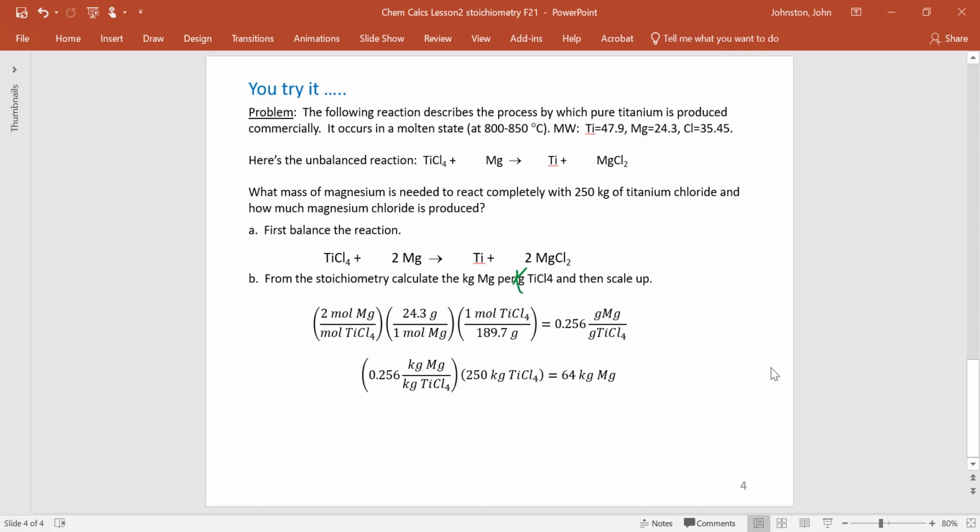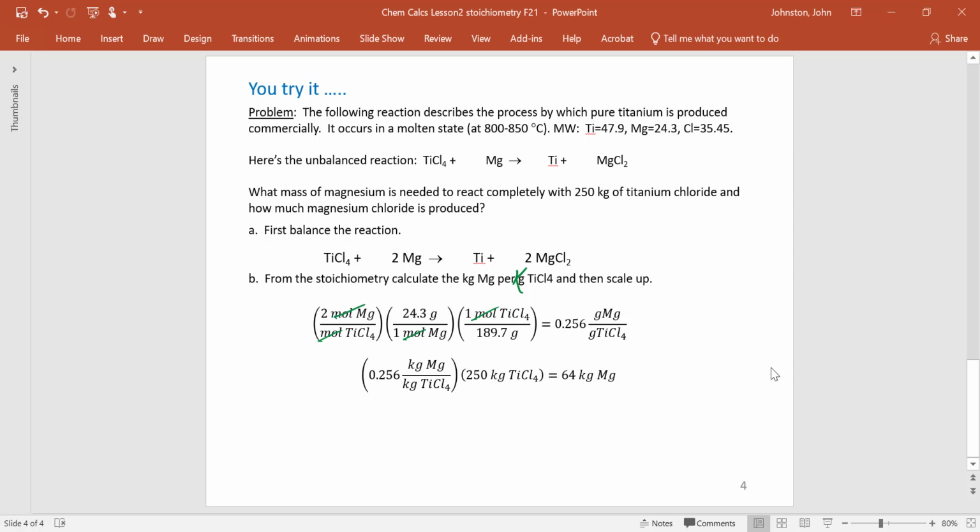And so my grams of magnesium per gram of titanium chloride, which is also the same as kilograms per kilogram, I'm going to do the same way as I did before. 2 moles to 1 mole. And then the molecular weights. And so the moles of magnesium cancel. The moles of titanium chloride cancel. I get about 1/4 of a gram of magnesium per gram of titanium chloride, and then I can scale that up by multiplying by the number of kilograms of titanium chloride.